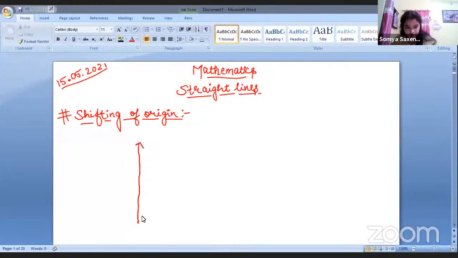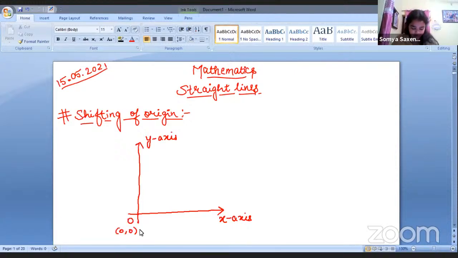So I'm drawing the two axes, x and y axis. This is the x-axis, positive. This is the y-axis. All right. And we know that the point where they intersect each other is known as the origin, right? 0, 0 are its coordinates.